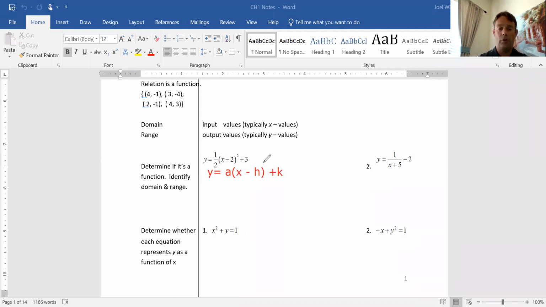So let me put a little square here. That should have been red. If we were to graph this thing, we would be able to see that the graph would have a vertex at the opposite of h, so that'd be 2, 3. So it has a vertex at the point 2, 3. And then that parabola is going to be shooting up like this.